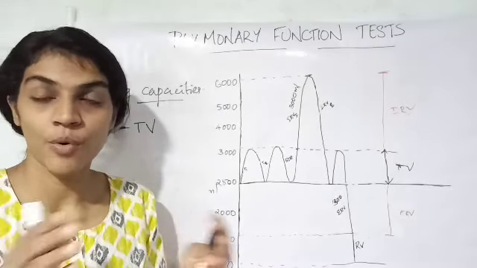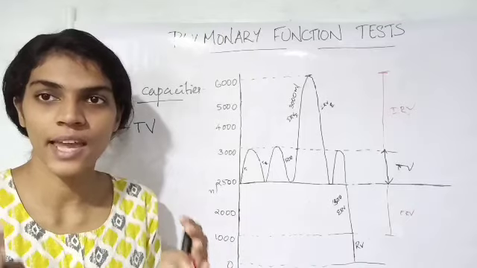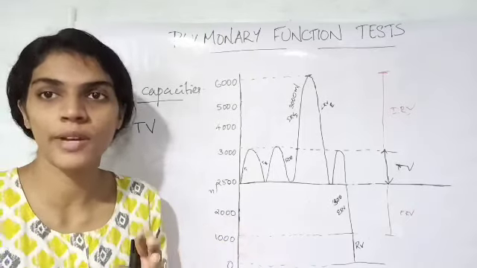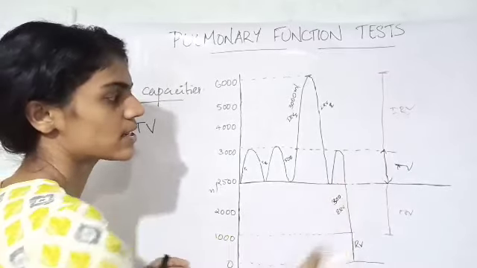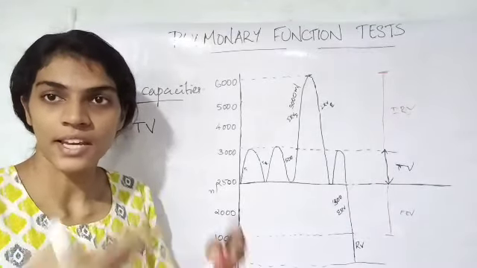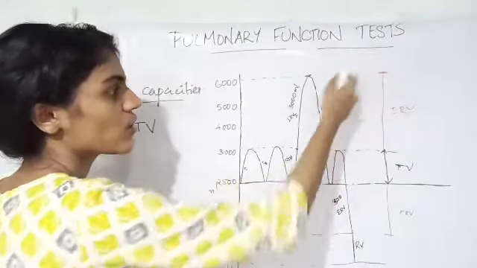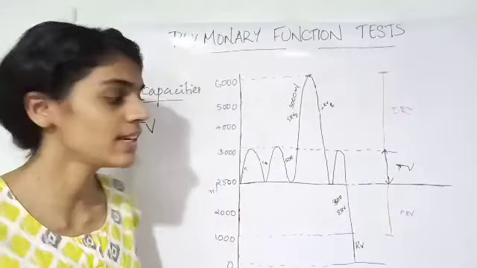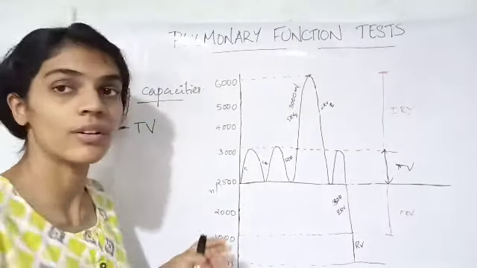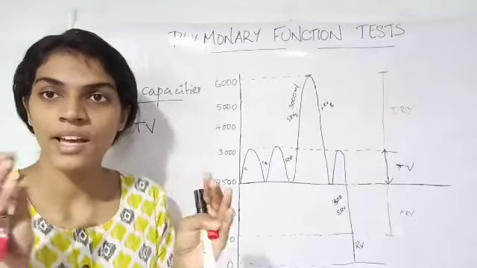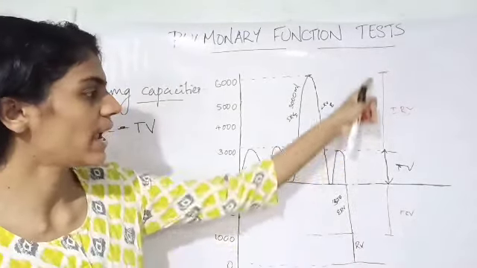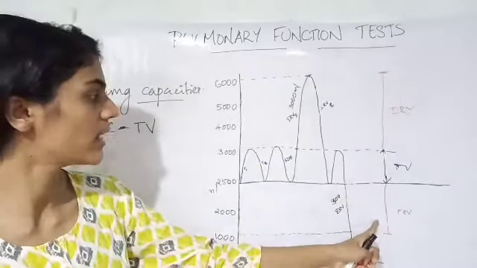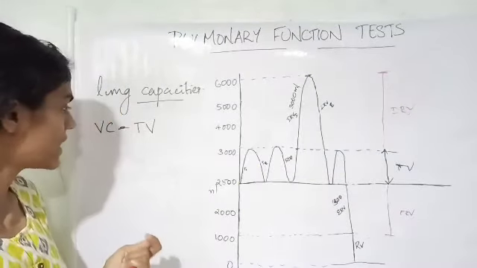More specifically, we can say it is the amount of air which is in movement. All this air can be moved. Tidal volume is the air that is taken in. Inspiratory reserve volume is also taken in. Expiratory reserve volume is given out. So it includes all the air which is in movement. That is what is called the vital capacity.